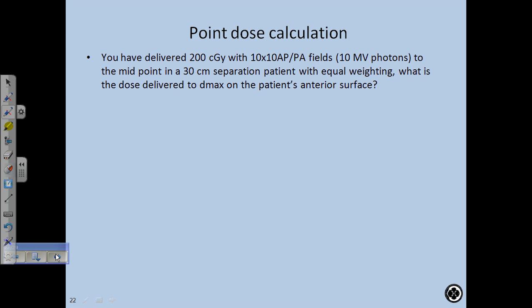So you've delivered 200 centigray with 10 by 10 AP/PA fields, 10 MV photons to the midpoint in a 30 centimeter separation patient with equal weight. What is the dose delivered to Dmax on the patient's anterior surface?